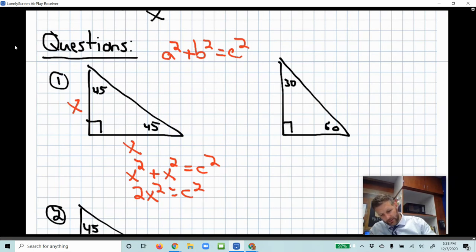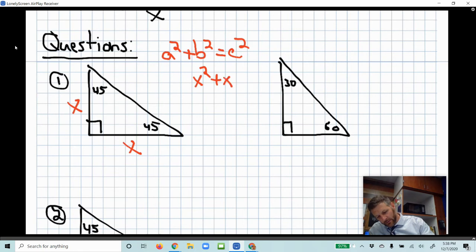Sorry about that. I'm going to move all this up here really quickly. x squared plus x squared equals c squared, because I plugged in my legs. Then we've got 2x squared equals c squared. Actually, we're trying to solve for c. I want to show you c. So to get c by itself, I would simply take the square root of both sides.